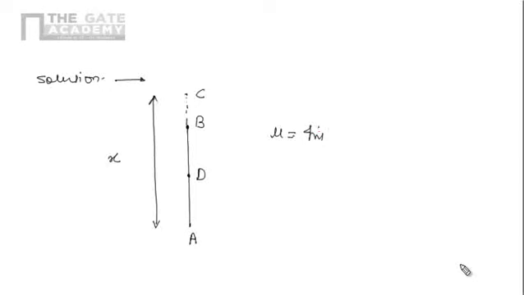So I'm just drawing the points. The stone is projected from the point A. This one is, suppose, point B, and I am taking the highest point, that is, suppose C, and this highest point distance is x meter, and I am plotting the point D, that is the midpoint of A and B. So now let U be the initial velocity.